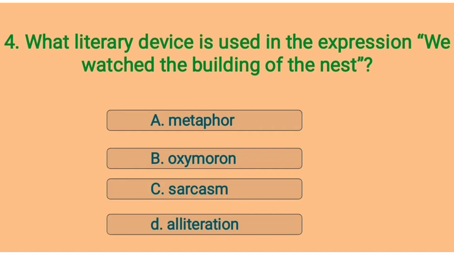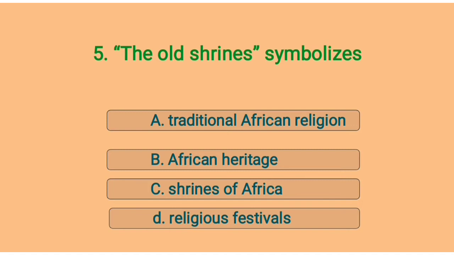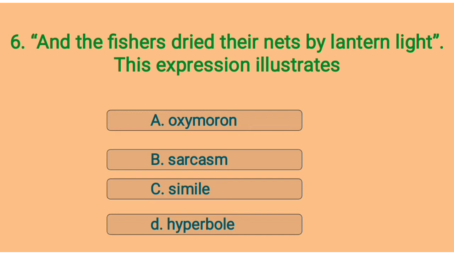Question 5. The old shrine symbolizes A. traditional African religion, B. African heritage, C. shrines of Africa, D. religious festivals. The correct answer to this question is A. The old shrine symbolizes traditional African religion. Question 6. "And the fishes dried their nets by lantern light." This expression illustrates A. oxymoron, B. sarcasm, C. simile, D. hyperbole. The correct answer to this question is D. hyperbole.